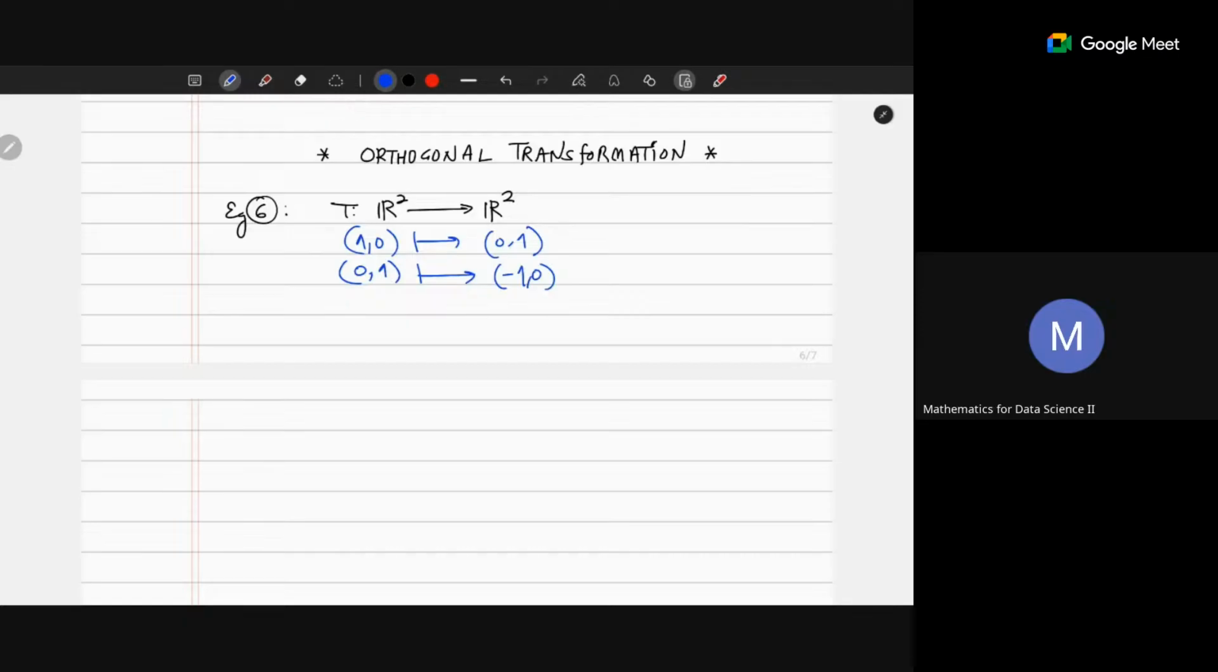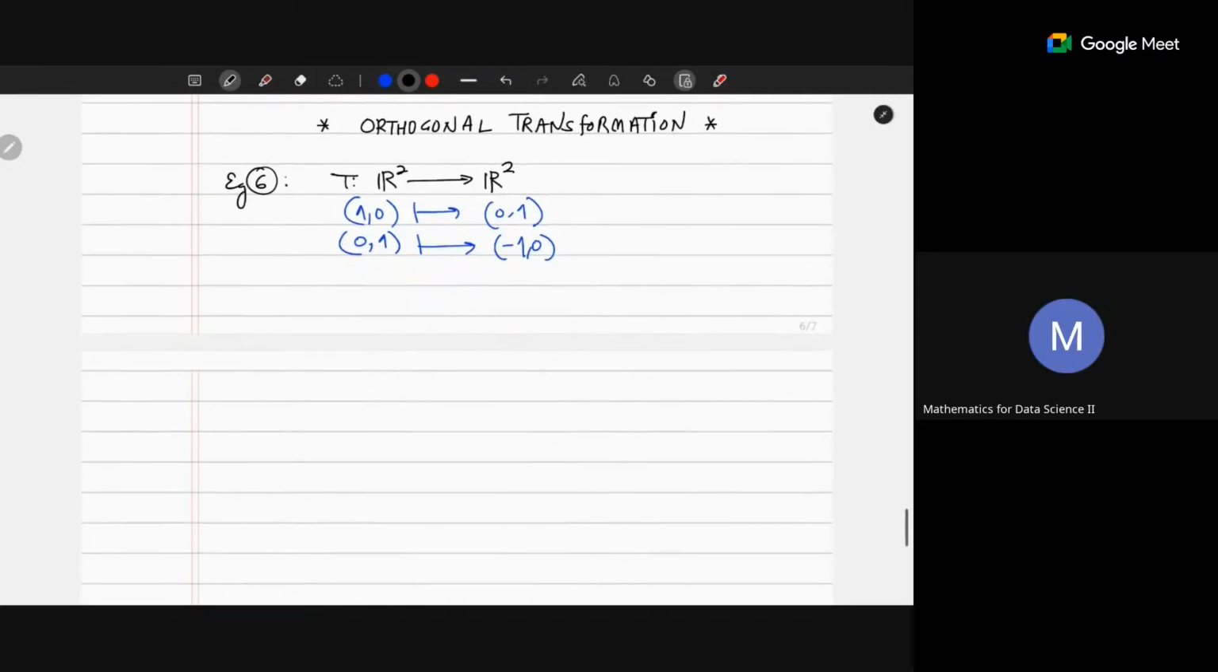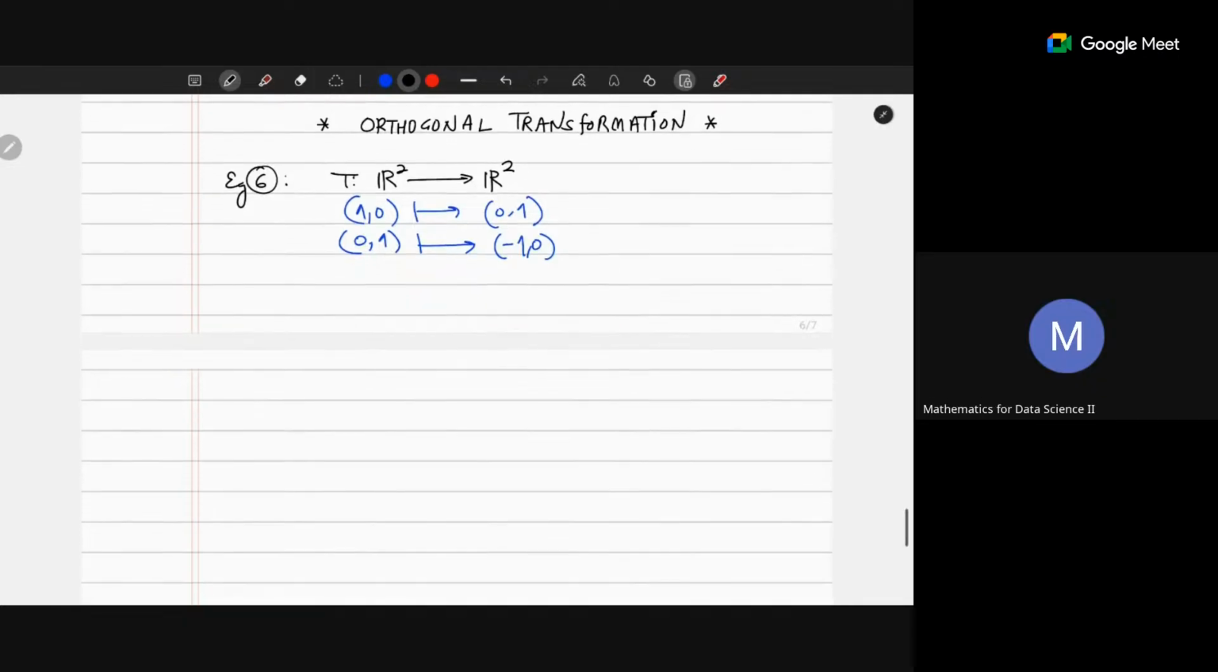So what I'm doing, I'm sending (1, 0) to (0, 1) and (0, 1) to (-1, 0). If I try to see this in a picture, suppose this is my y axis, this is x axis, and this is the (1, 0) vector, and this is the (0, 1) vector. Now what I'm doing is, I'm sending the (1, 0) vector. So let me draw another picture.